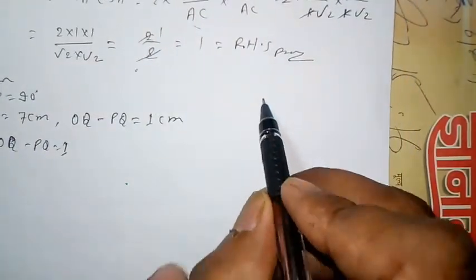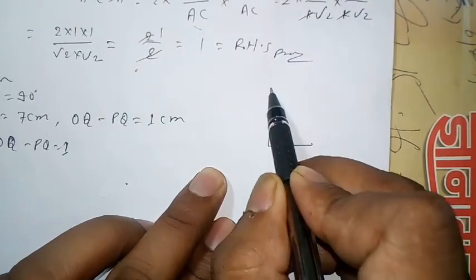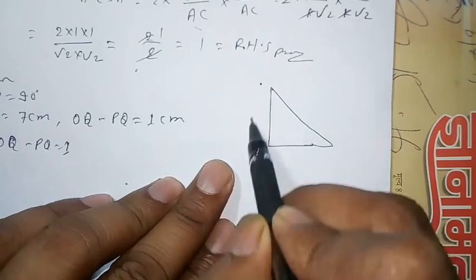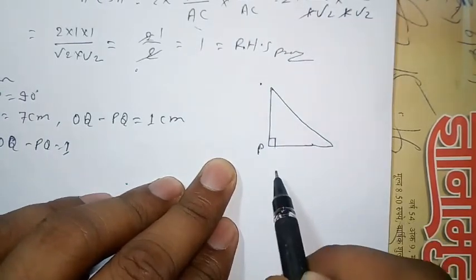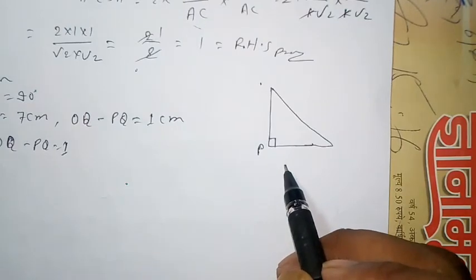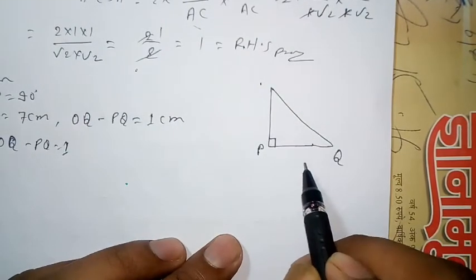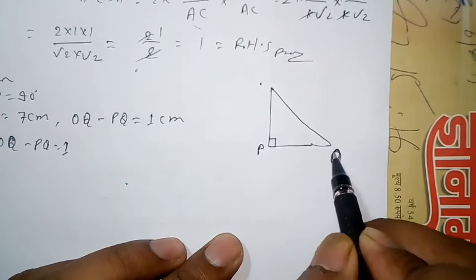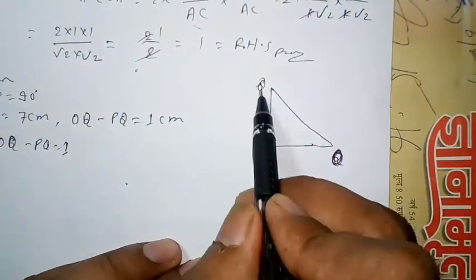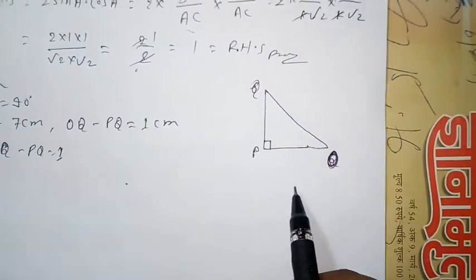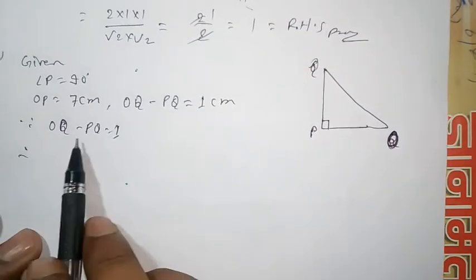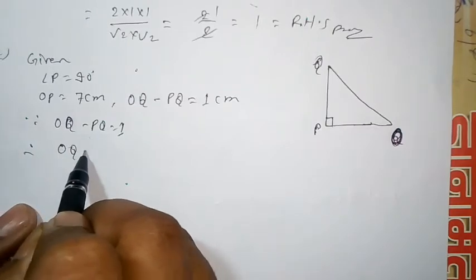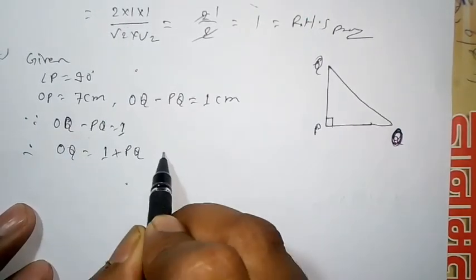Therefore, first I draw a triangle. Angle P is equal to 90 degrees. Okay. So here I write Q, OP, OQ. I can also write O here and Q here. Okay. Now, therefore OQ is equal to 1 plus PQ. Equation 1.